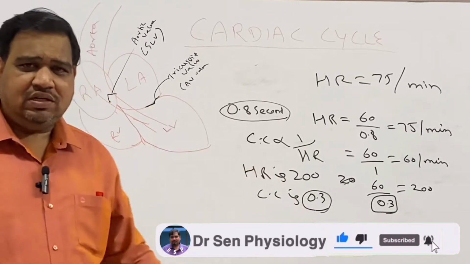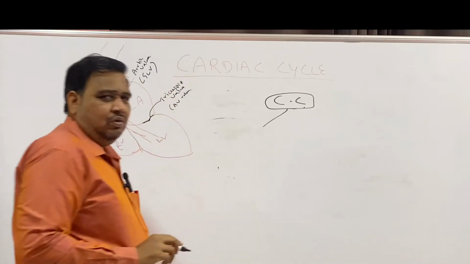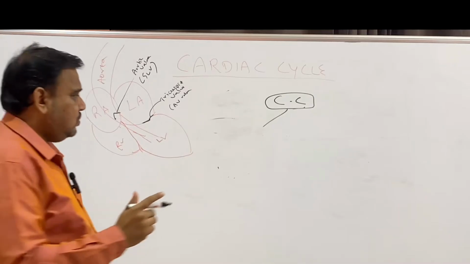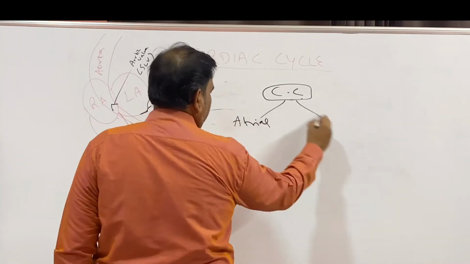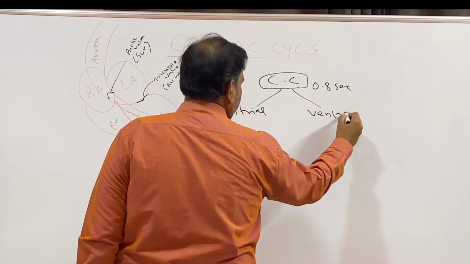So diastole is decreased drastically whenever your heart rate is more. Now coming to the phases of cardiac cycle. Cardiac cycle is usually divided into atrial events and ventricular events. We all know the duration of cardiac cycle is 0.8 second.